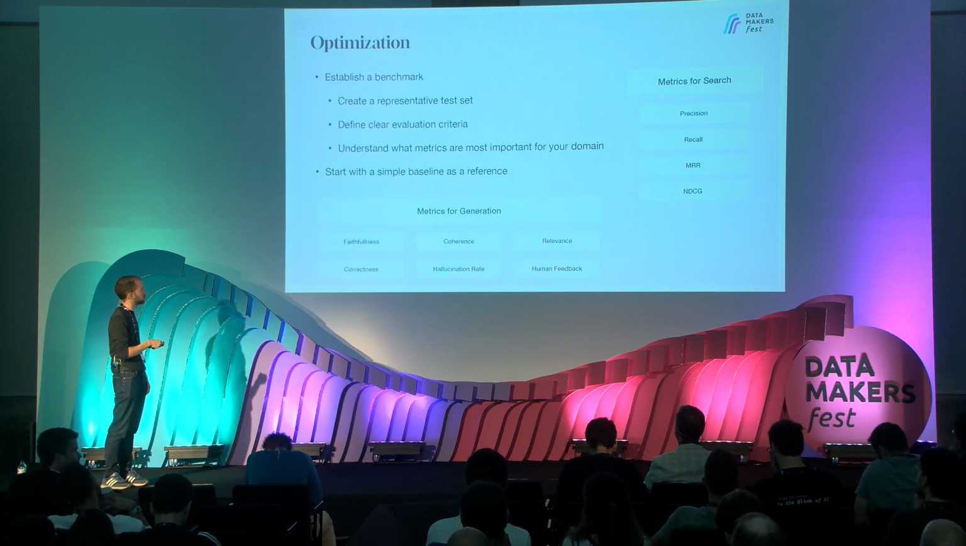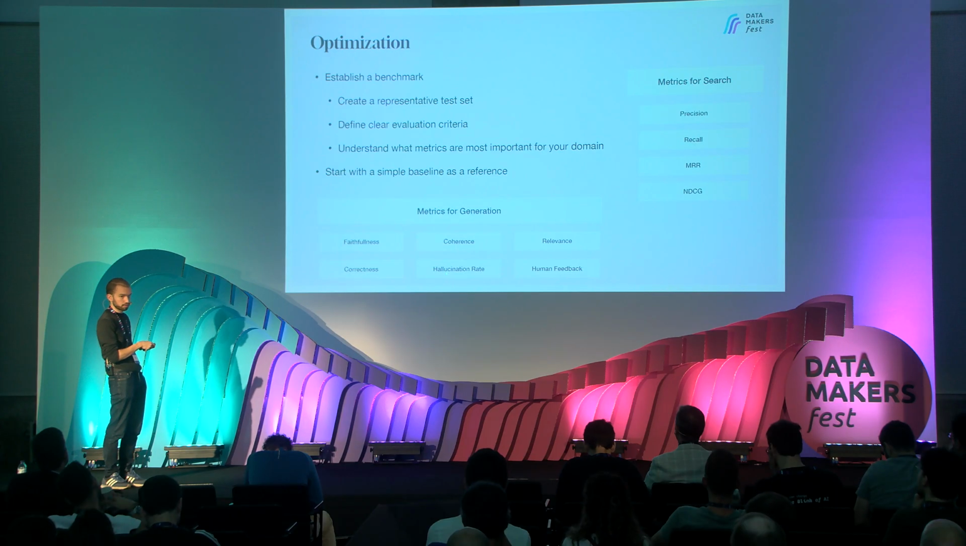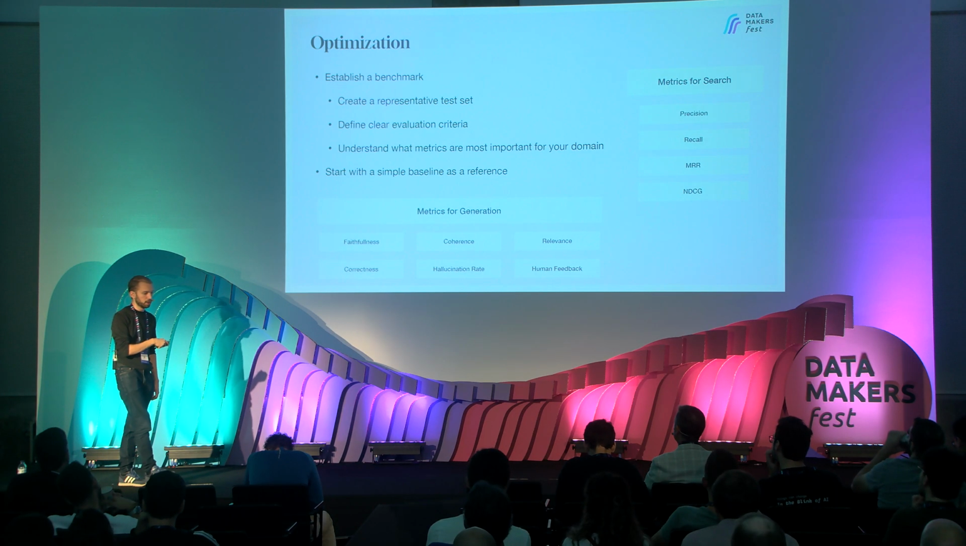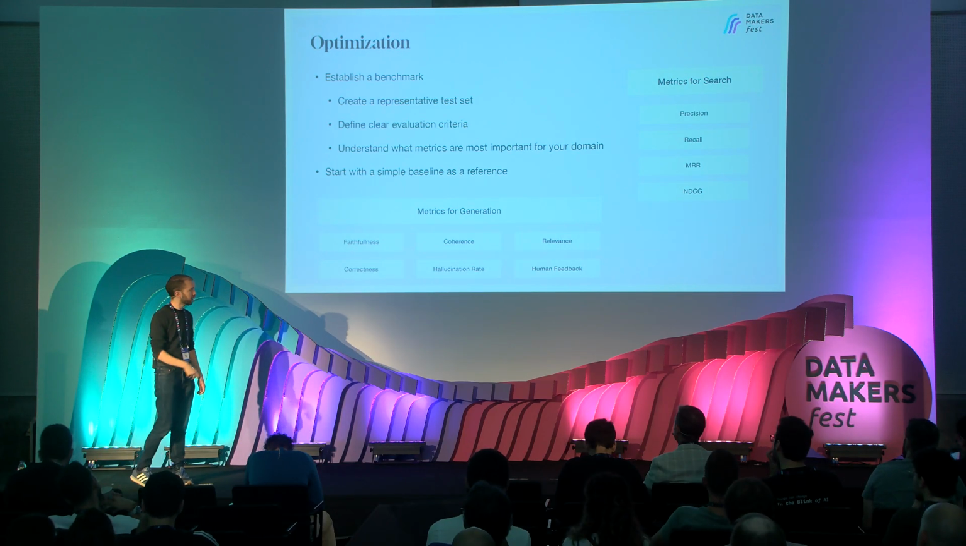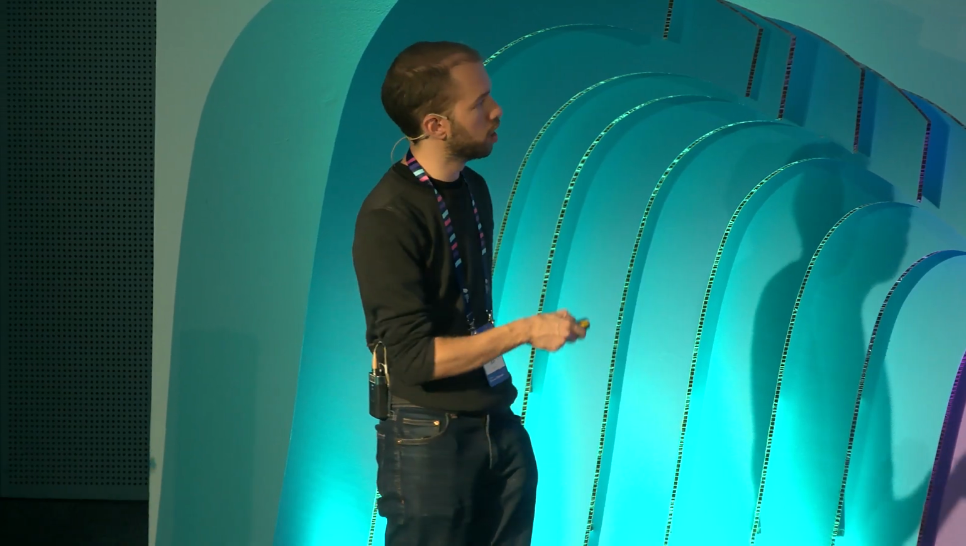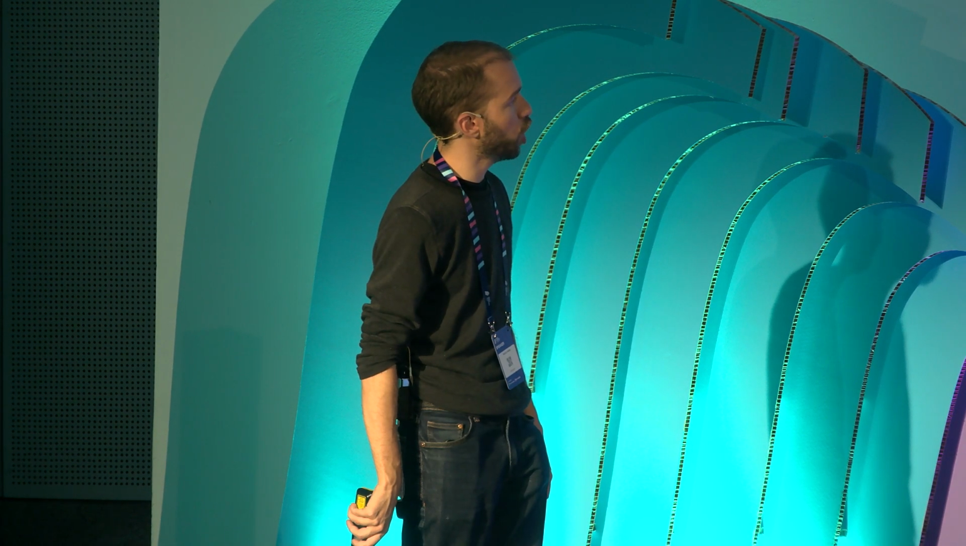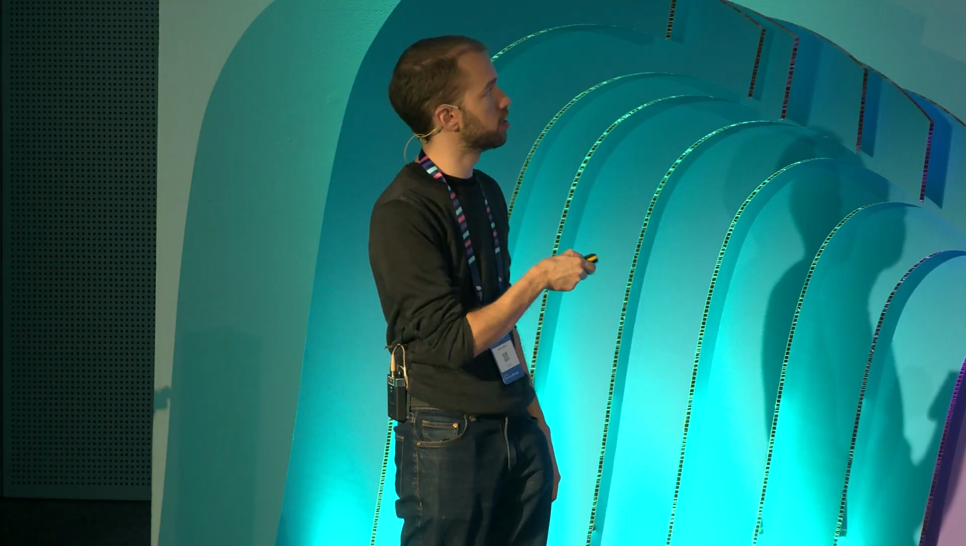And of course, metrics for generation, this is more for the answer. So in terms of faithfulness, coherence, relevance, correctness, and the hallucination rate, which is very important and very hard to estimate. And of course, human feedback. If you're working with end users, you can do stuff like A/B testing or even the classic thumbs up, thumbs down to understand if the things that you deploy to production are actually working. And start with a simple baseline. BM25 as your baseline comparison, then build on top of it.